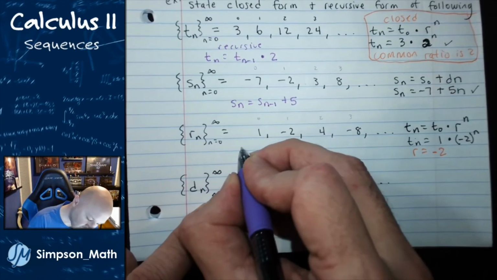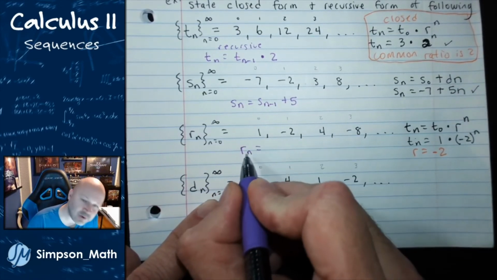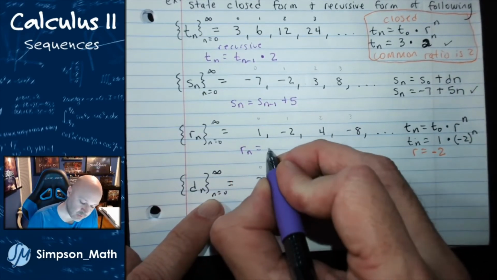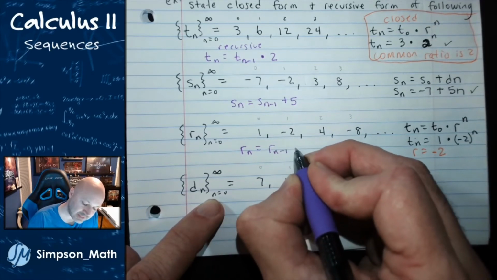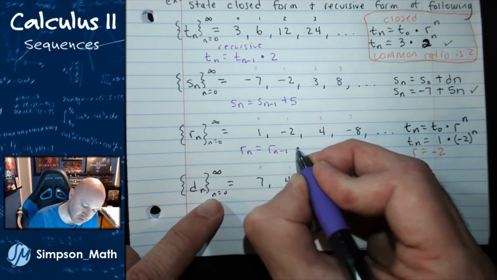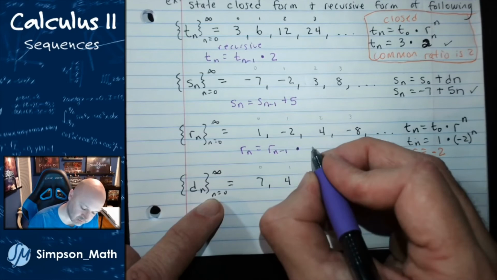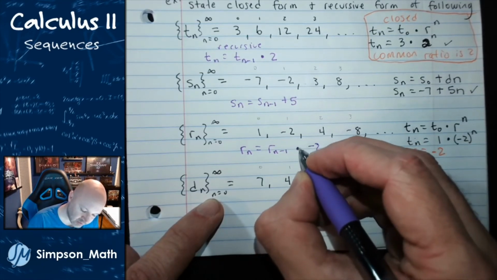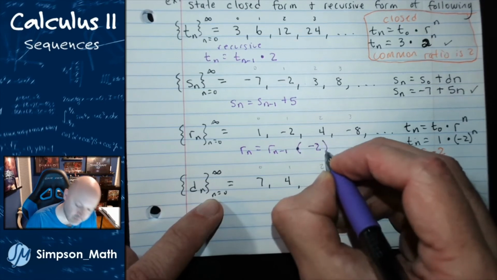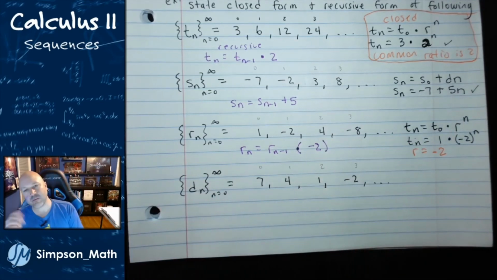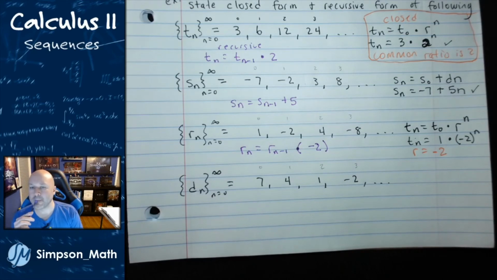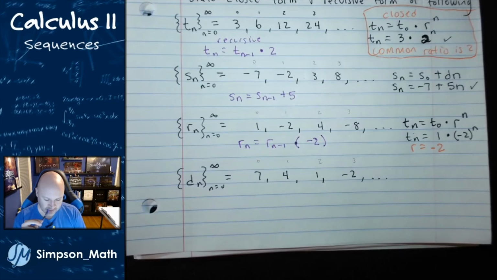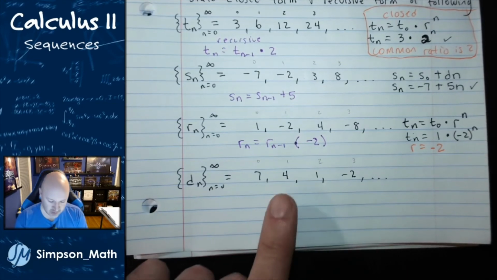Recursive form. The nth term of the R sequence would be the previous term times -2. Put that in parentheses. Previous term times -2. Good. All right.